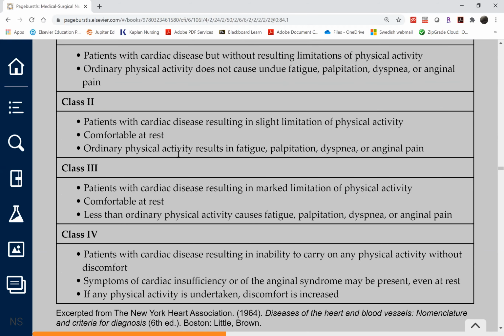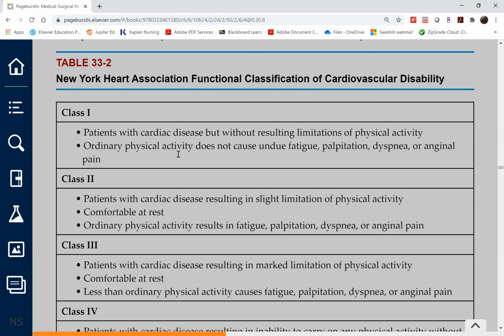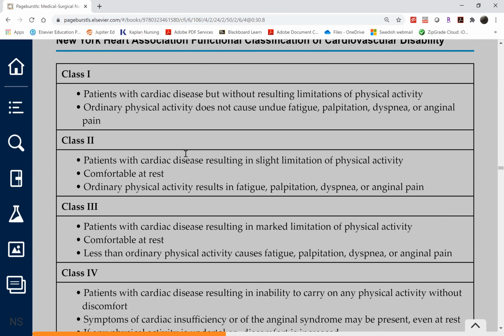Okay. Let's discuss this one, and we'll proceed with 35. Table 33-2. This is not really a lot. We will only memorize 2 here.